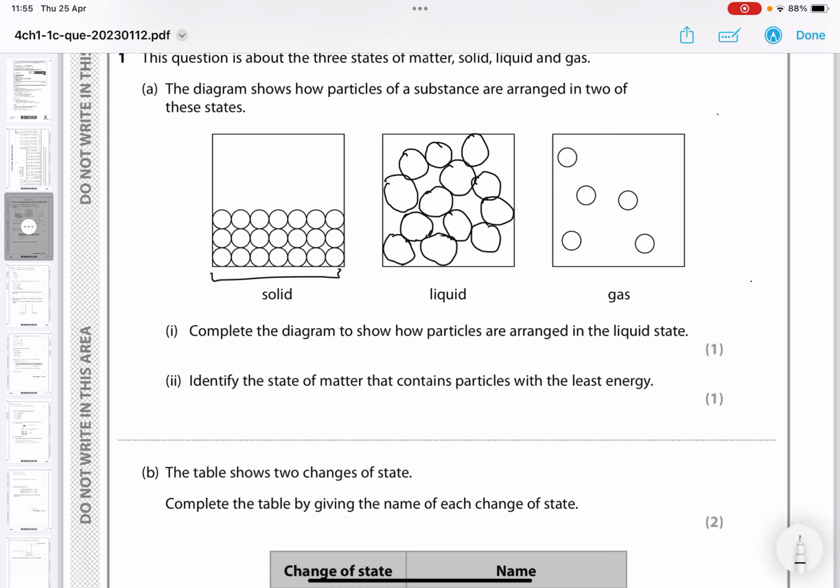Identify the state of matter that contains particles with the least energy. This is going to be a solid. Why? Because in gases, the particles, they have lots of kinetic energy, okay? They're moving very randomly, they're moving rapidly, and they're very far apart from each other. Whereas in a solid, the particles are vibrating on their axes, and that means they have very little energy, okay? They've got the least energy.